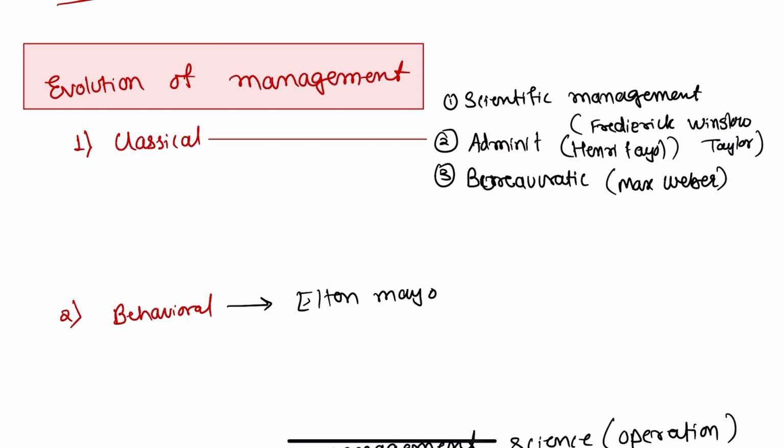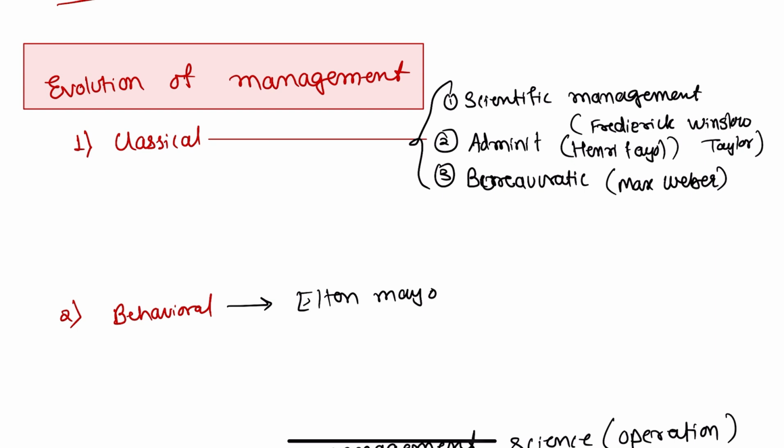Classical approach is the oldest approach, and the oldest formal approach of management. Three areas of study can be grouped under the classical approach. The first is scientific management, which was given by Frederick Winslow Taylor, known as the father of scientific management. Scientific management is a theory of management that analyzes and synthesizes workflows with the objective of improving labor productivity.